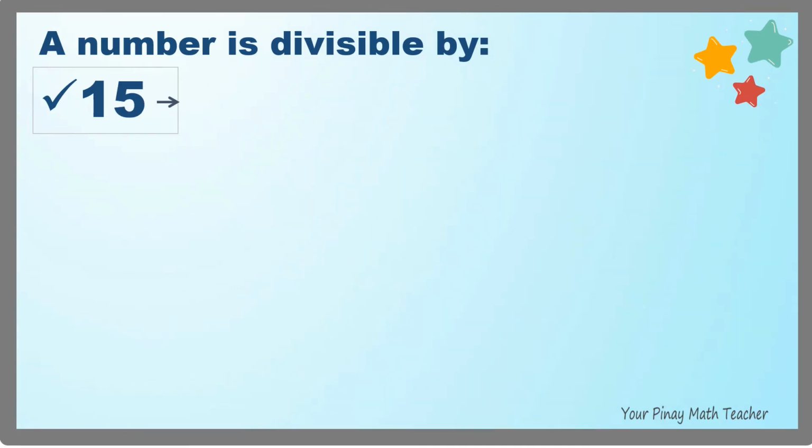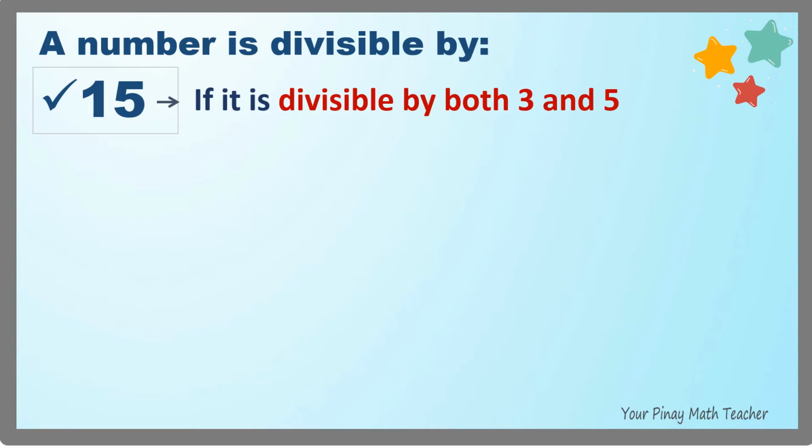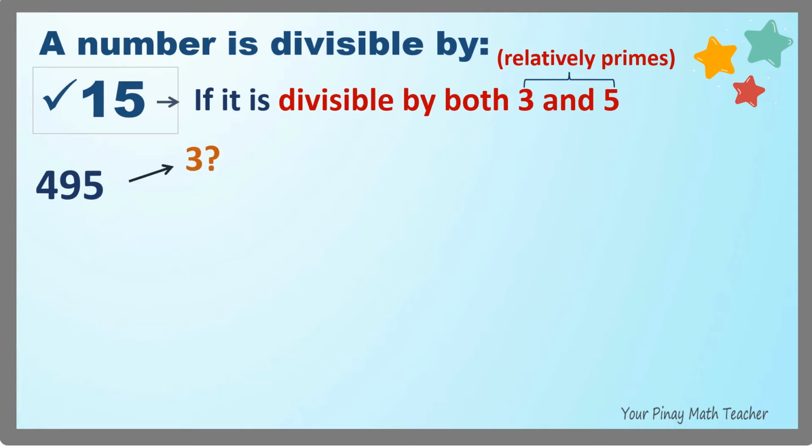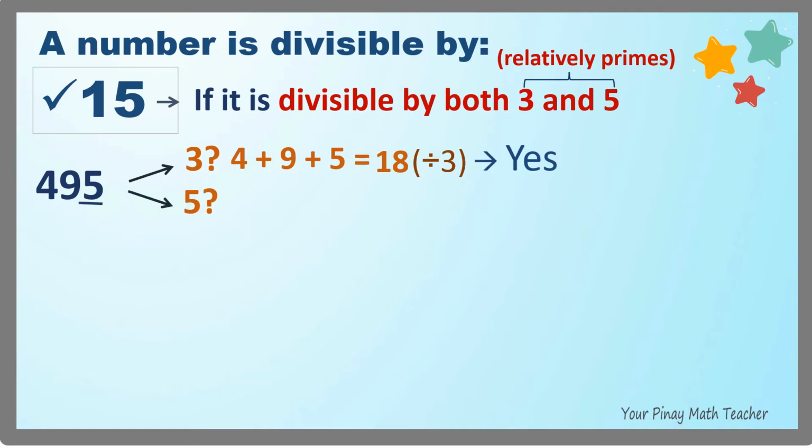A number is divisible by 15 if it is divisible by both 3 and 5. Again, 3 and 5 are relatively prime. They share only a common factor of 1. Example, 495. Is this divisible by 3? Let's add up 4, 9, and 5. What is the sum? Yes, it's 18. Can you divide 18 by 3? Yes. Is 495 divisible by 5 since it ends in 5? Yes. Since 495 is divisible by 3 and 5, then it is divisible by 15.